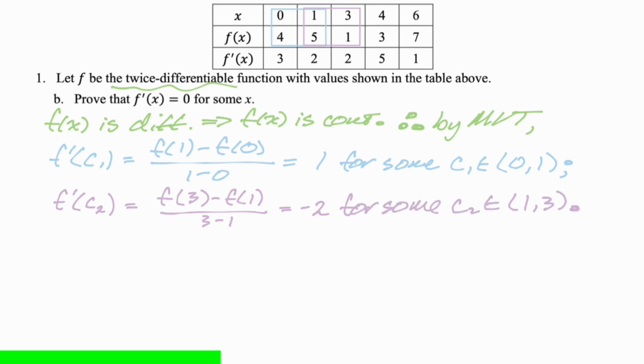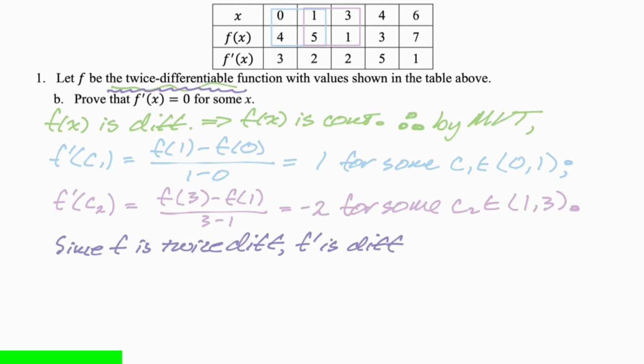Now, I know that f prime is positive somewhere and negative somewhere else. I want to use the intermediate value theorem to show that f prime is equal to 0. So I need to establish that f prime is continuous, which isn't explicitly given, but it is implicitly given because f is twice differentiable. Since f is twice differentiable, f prime is differentiable, which means that f prime is continuous. And now I'm just going to use the intermediate value theorem.